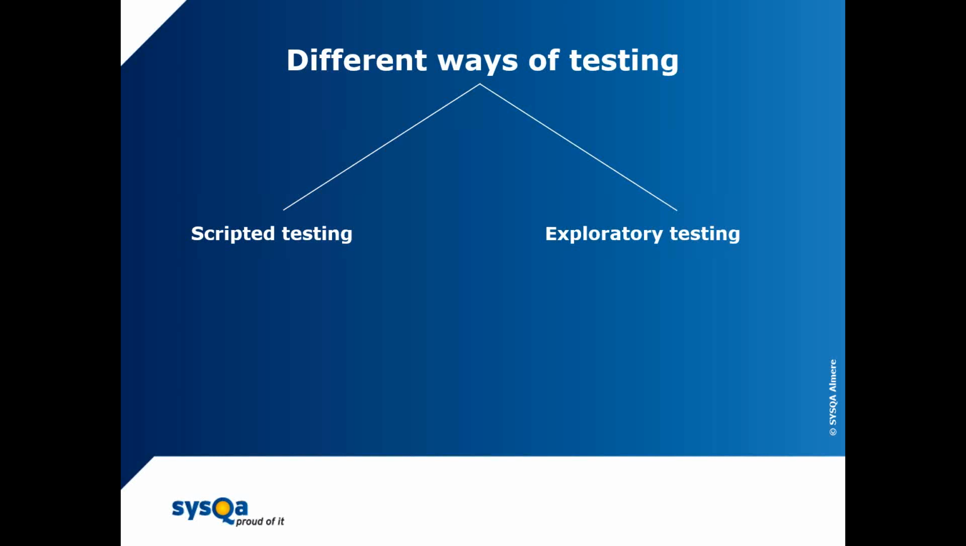If we see these two different ways of testing, scripted testing and exploratory testing, they're really the most extreme forms on a continuum. Some people say you have to do either scripted testing or exploratory testing, and I do not agree with that. I think there are intermediate forms, and you sometimes have to use scripted testing and you sometimes have to use exploratory testing.